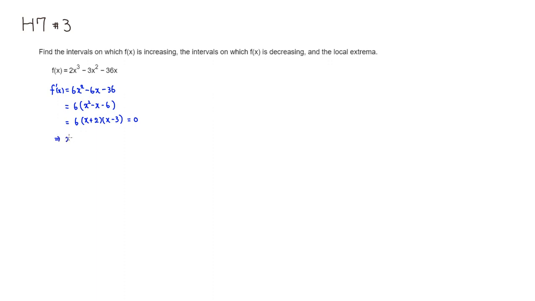So the critical numbers are: setting x plus 2 equal to 0, negative 2 is one of the critical numbers. And setting x minus 3 equal to 0, you get x equals 3. So those are the critical numbers. Now we're going to draw a number line, and we're going to put the tick marks at negative 2 and at 3.